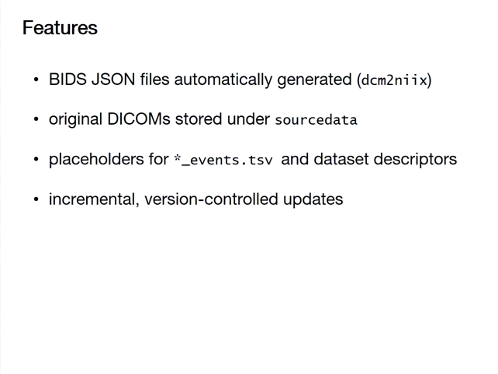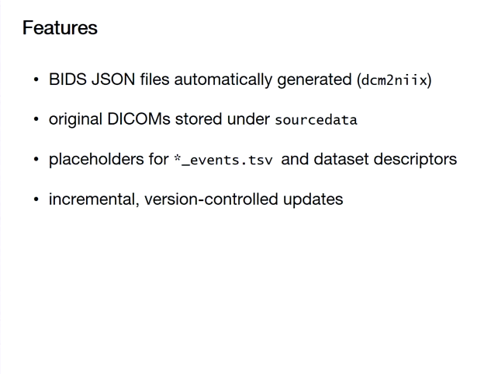We store the original DICOMs into a folder called sourcedata, so that if you want to convert them again, maybe because you want to check with a new version of dcm2niix, you can still do it. We create some placeholders for the events.tsv files and also dataset descriptors, so that these are valid BIDS datasets, and when you run the BIDS validator, it passes correctly. And then all the updates are incremental and version controlled.